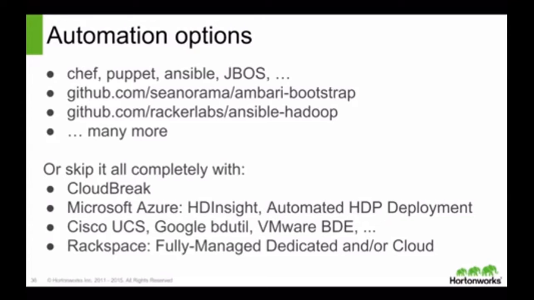Or if you want, you can skip it completely. We have the Hortonworks cloud offering called CloudBreak, which is a cloud deployment tool where you simply provide credentials, what you want the blueprint to be, the type of nodes you want, and it will go and deploy HDP for you on various cloud providers, including Microsoft Azure, Amazon, Google, and OpenStack. Further, on Microsoft Azure, you can use their platform offering HDInsight, or they have a marketplace option for an automated HDP deployment, which will get HDP up and running on Azure nodes.